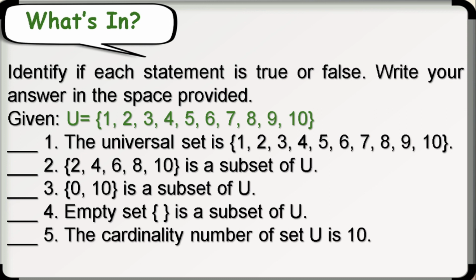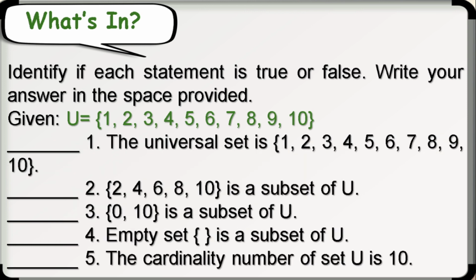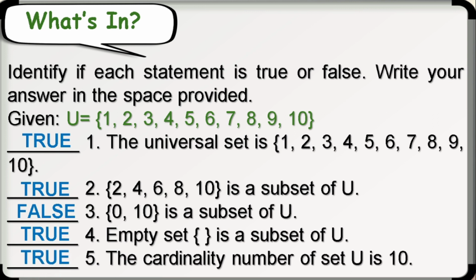Time's up. Let's check your answers. Number 1, the answer is true because it contains all the elements in set U. Number 2, the answer is true because elements 2, 4, 6, 8, 10 are part of set U. Number 3, the answer is false because there is no 0 to combine with 10 in the elements of set U. Number 4, the answer is true because the empty set is always a subset of a set. And number 5, the answer is true because set U contains exactly 10 elements.